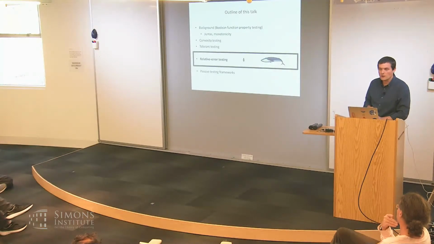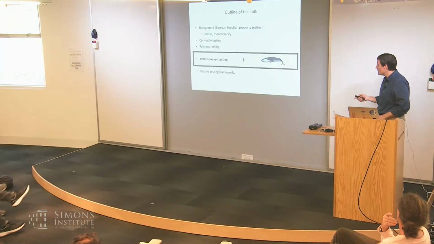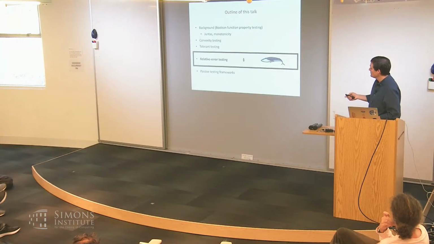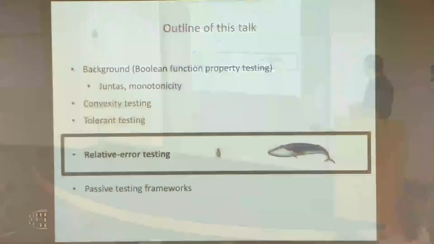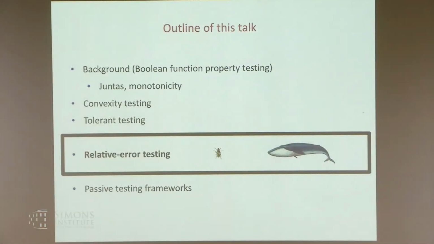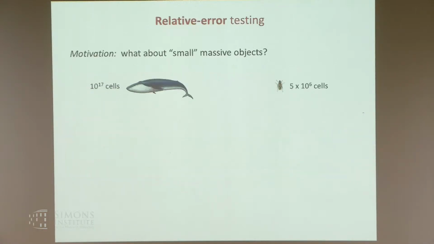Okay, good. Let me tell you now about this very recent model that we've been thinking about, so-called relative error testing. The silly icon here is going to be a housefly and a blue whale. So what's the deal with this relative error testing setup? Well, the motivation here is that sometimes you might be interested in a massive object, but it's not quite as massive as a really massive object.